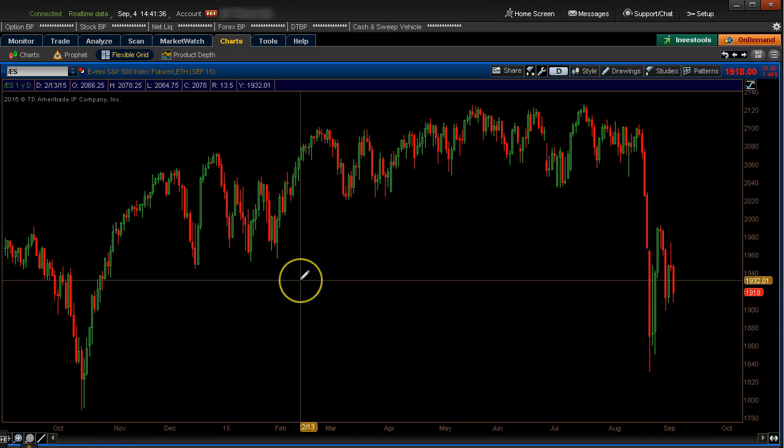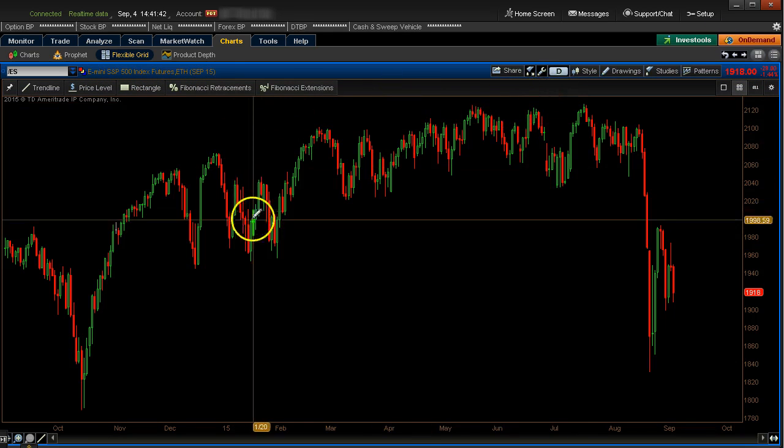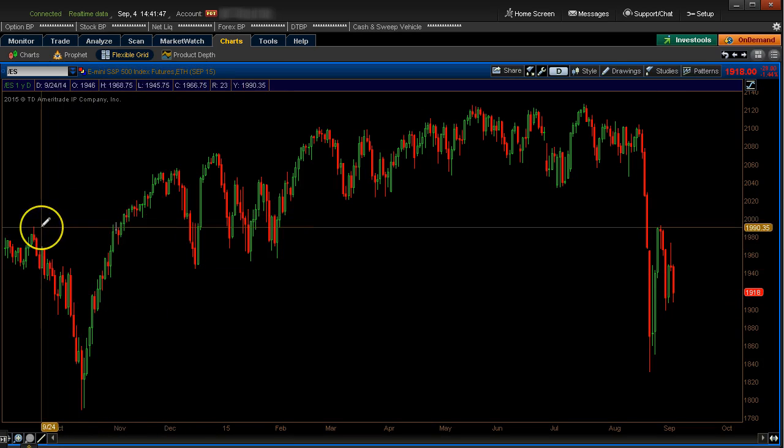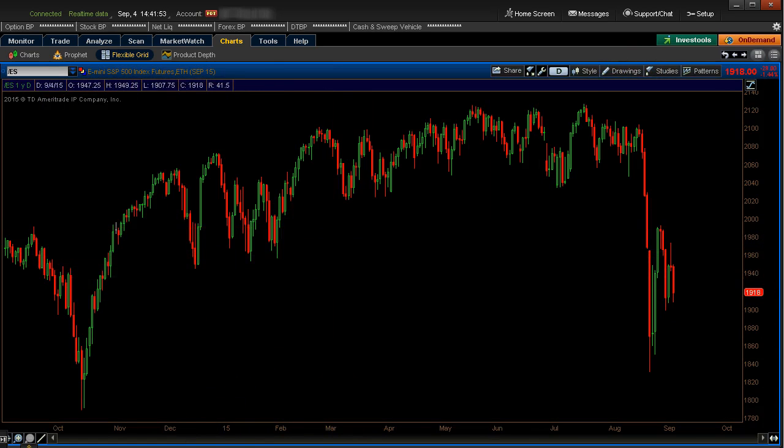So let's pull up Thinkorswim, okay? And let's look at a daily chart, okay? And let's try and figure out where we can find support and resistance. Let's first draw out what exactly support and resistance is.